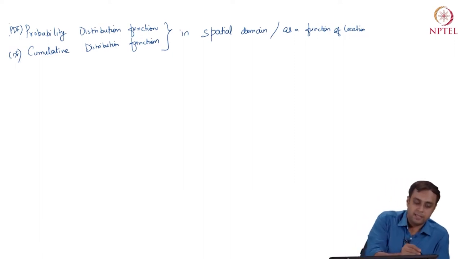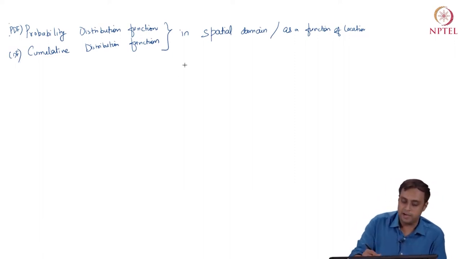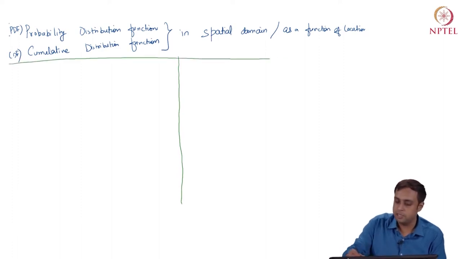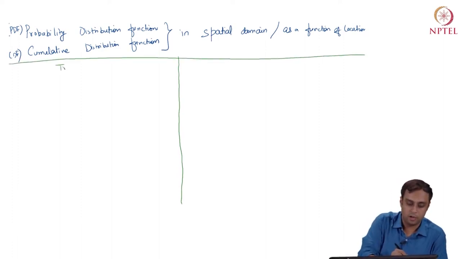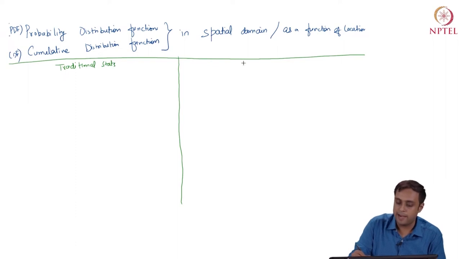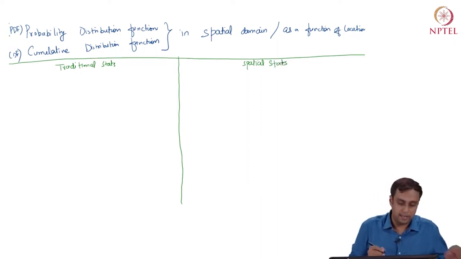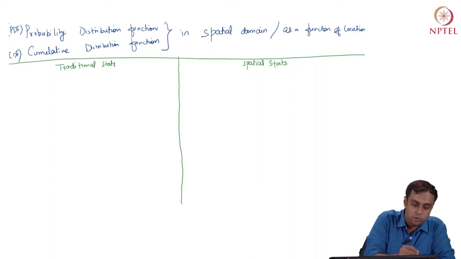So let's make a distinction. Let's start with making a distinction between traditional statistics. So on the left hand side, we will articulate what happens in traditional stats, and on the right hand side I will articulate what happens in spatial stats. So in traditional statistics, we are used to starting with a random variable.